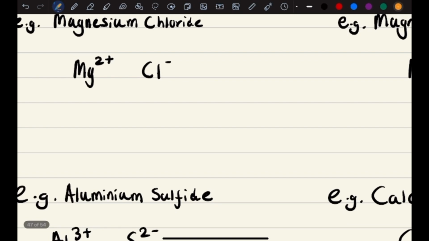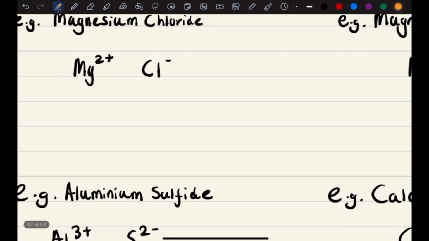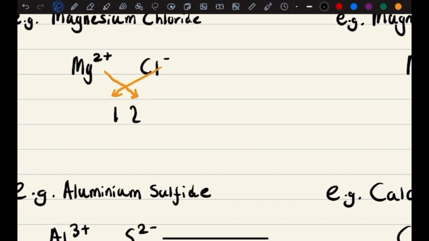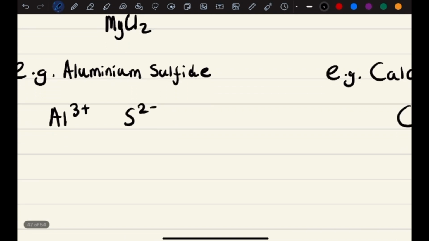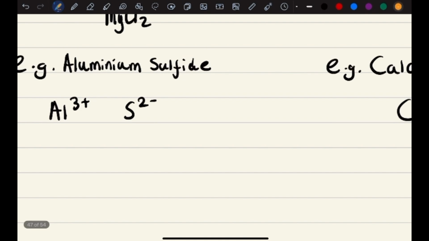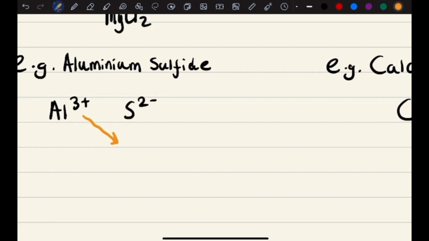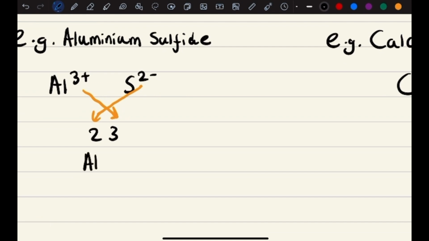We've got magnesium chloride here. Magnesium, we take that 2 across, and we take this minus across as well. So you get the 1 here, and you get the 2 here. Hence, MgCl2. Hopefully that makes sense as well. And again, we can get a bit more complex with it. Let's look at aluminium sulfide. The aluminium, we take the 3 here. The sulfide ion, we take the 2 here. So you get a 2 here, a 3 here, and then you get Al2S3.